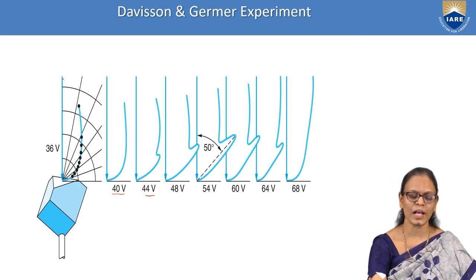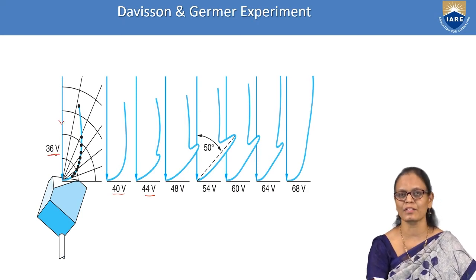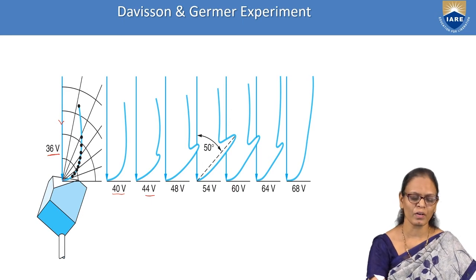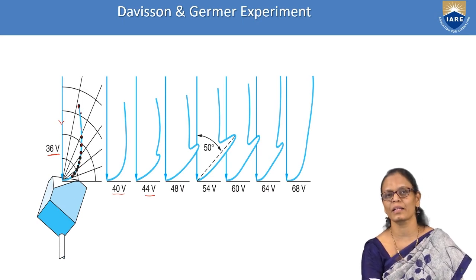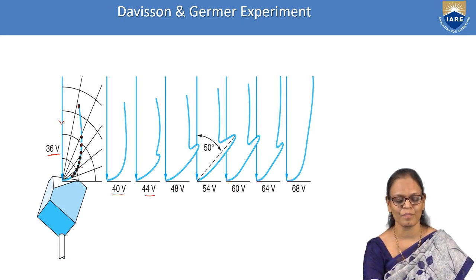Now, this is the beam that is incident on the crystal at this particular voltage. He counted the number of electrons that are reflected in this particular direction at this particular angle, and he plotted a graph.